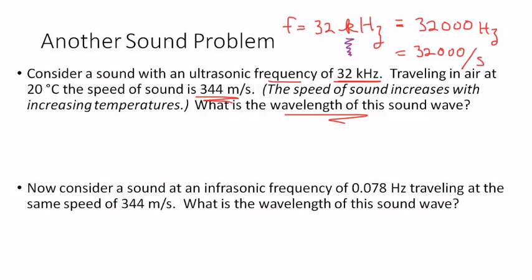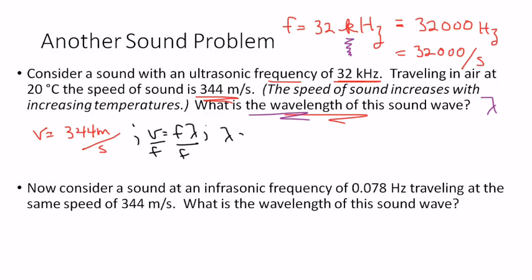It gave me a velocity of 344 meters per second. So we are after wavelength. And remember the symbol for wavelength is that little lambda thing. So we know that the velocity of the wave is equal to frequency times wavelength. Well, we're after wavelength, so we're going to divide both sides by frequency. And we get wavelength is equal to velocity divided by frequency.